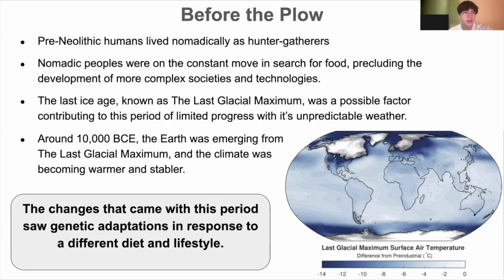Around 10,000 BC, the Earth was emerging from the last glacial maximum, and the climate was becoming warmer and more stable. This climatic stability was pivotal, as it could have allowed communities to settle and advance their technologies. As the ice melted, lands became more accessible, which possibly enabled the cultivation of grains. The changes that came with this period saw genetic adaptations in response to a different diet and lifestyle.